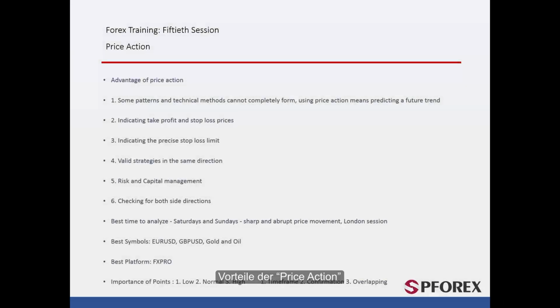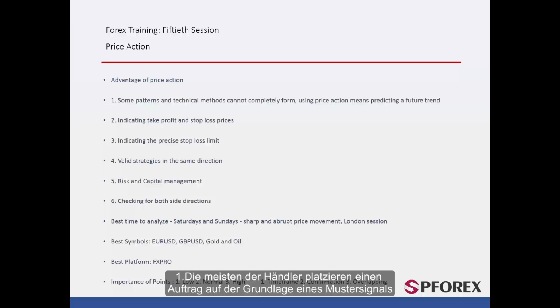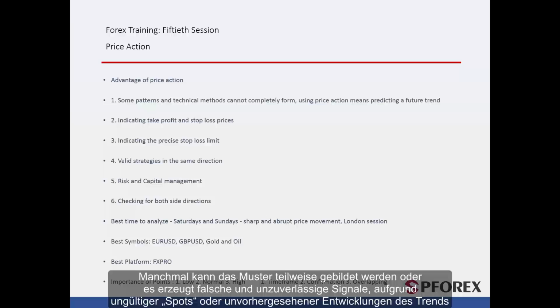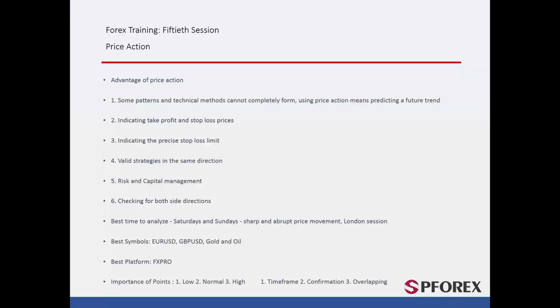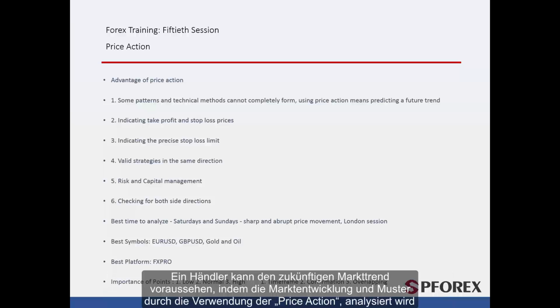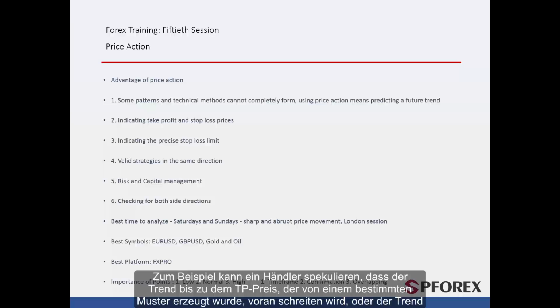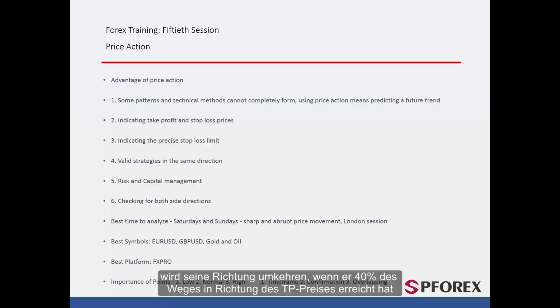Advantages of price action. There are several reasons why traders should use price action. Firstly, most of the traders place an order on the basis of a pattern signal. Sometimes the pattern may be formed partially or generate false and unreliable signals due to invalid spots or unpredicted trends. A trader can foresee the future market trend by analyzing market trend and patterns by utilizing price action. For example, a trader can speculate that the trend will proceed to the TP price generated by a certain pattern or trend, or will reverse its direction as it reaches 40% of the path towards the TP price.